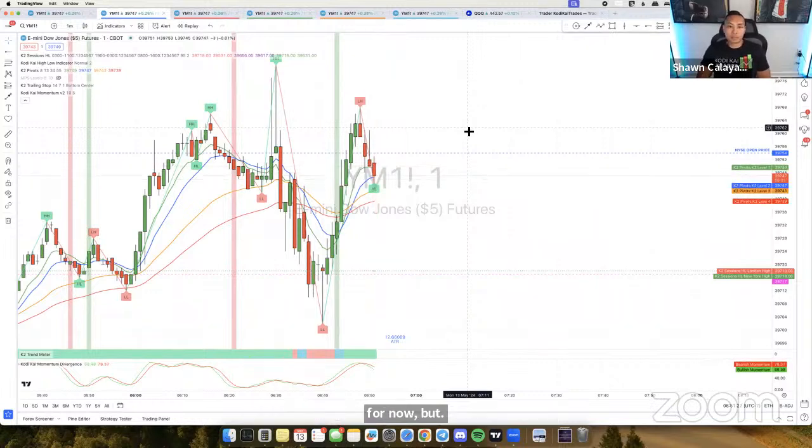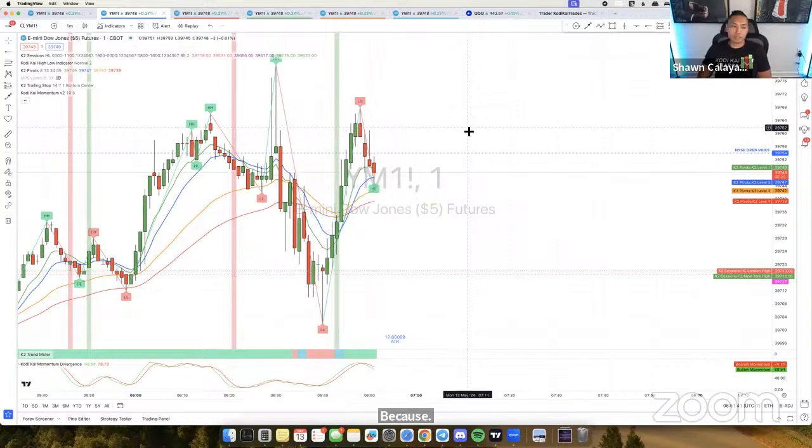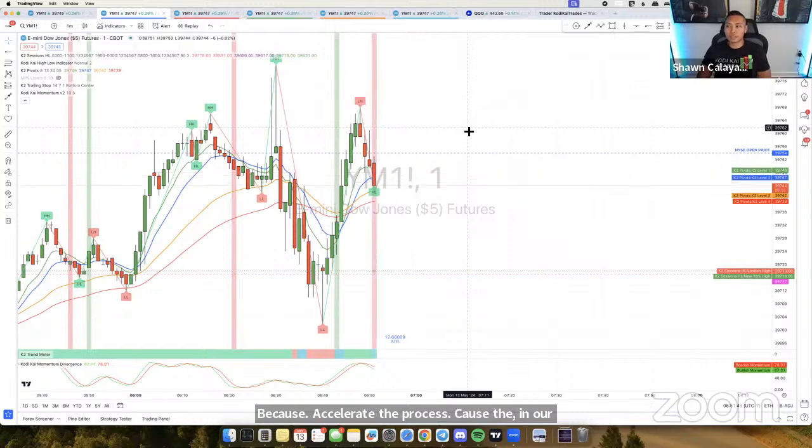Eventually I'm probably going to taper down to maybe 10, maybe even lower than 10. Right now I'm taking higher risk because I'm trying to accelerate the process, because the 300Ks take forever to pass, guys. If you guys are doing 10, yeah, that's cool.